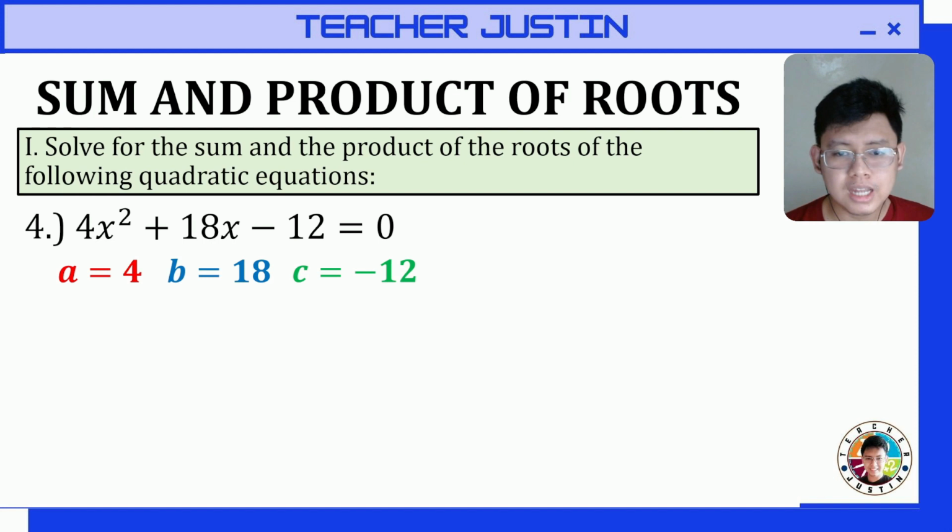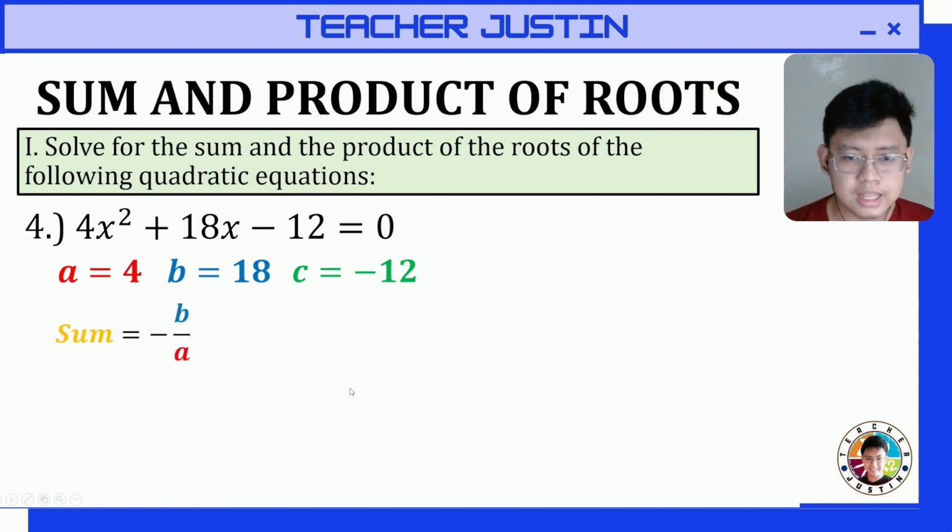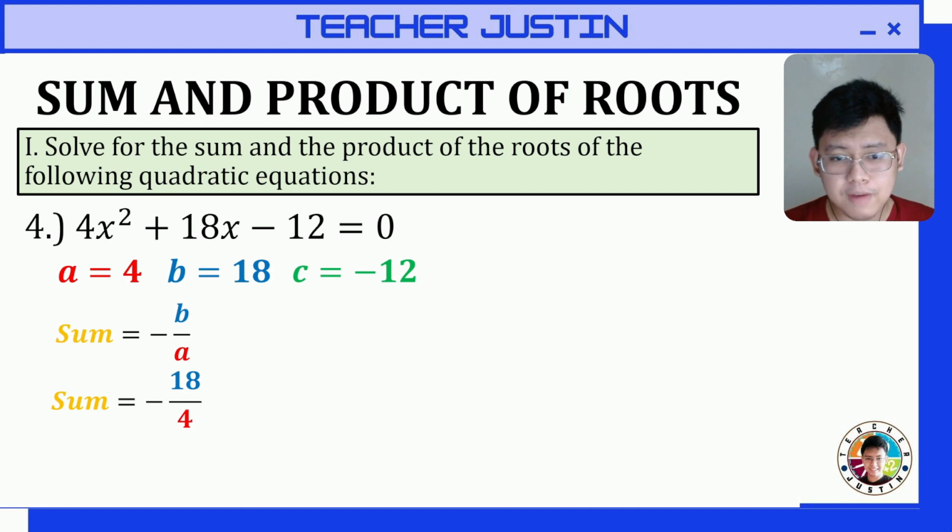Now, pagkatapos natin makuha yung A, B, and C natin, we will now use the formula for the sum and the product of our roots. So, yung sum natin, meron siyang formula na negative B over A. So, let's substitute the values of A and B. So, we will have negative 18 over 4. Now, let's simplify the fraction negative 18 over 4.